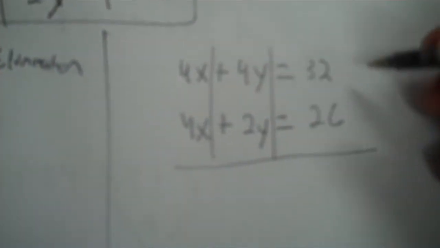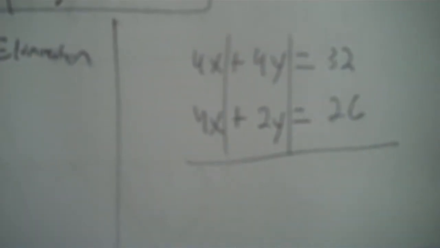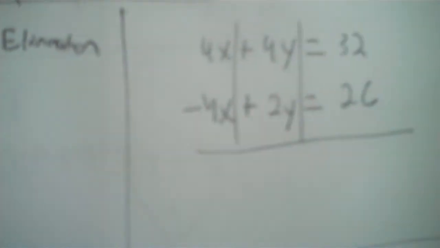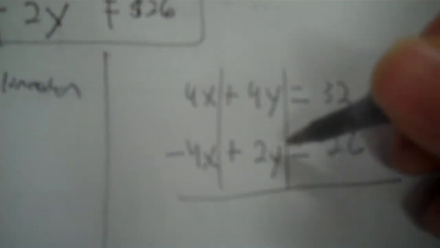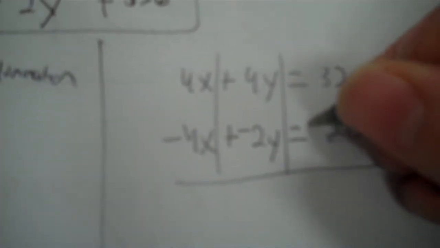Now you don't just slash out the 4x's, okay? Remember, for it to slash it out, you have to add it to 0, okay? 4 and 4 doesn't add to 0, but if I make it negative, it will. Well, I can do that as long as I make the rest of this equation into the opposite. So what's the opposite of 2y? Negative 2y. What's the opposite of 26? Negative 26, okay?